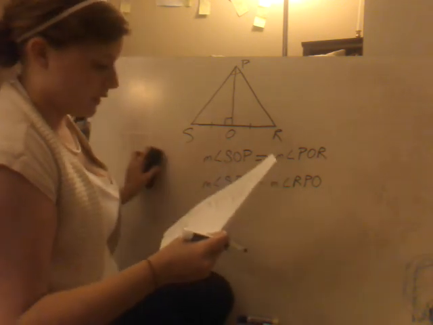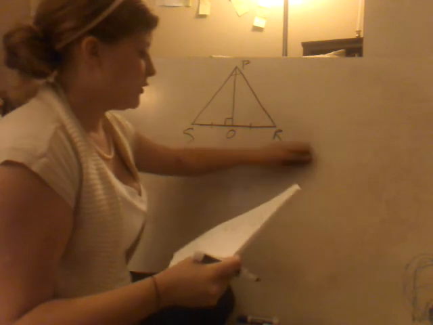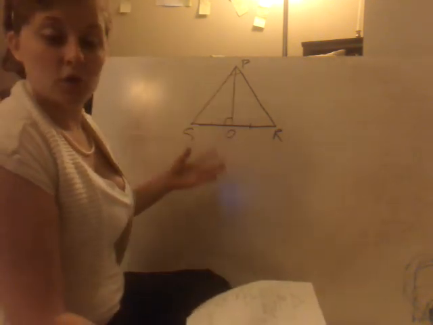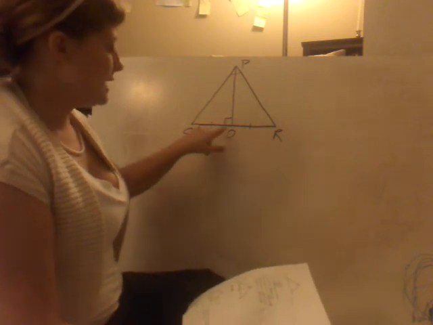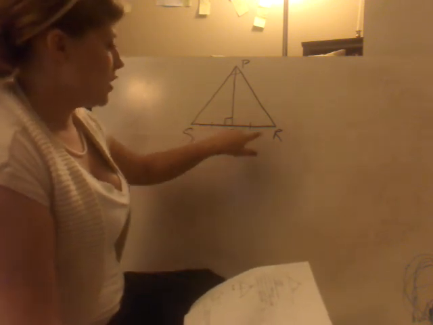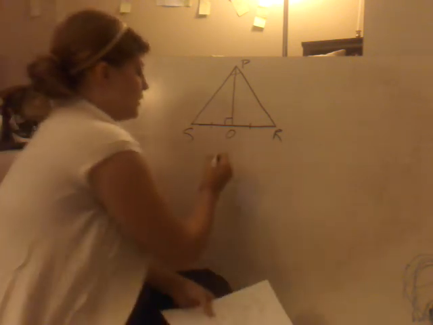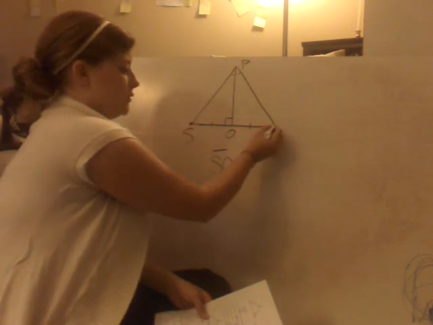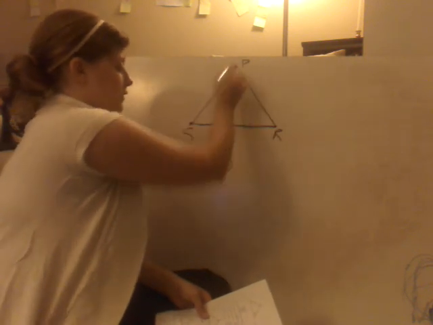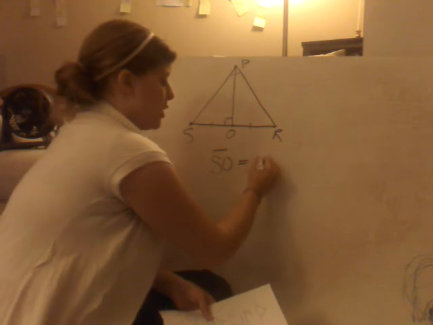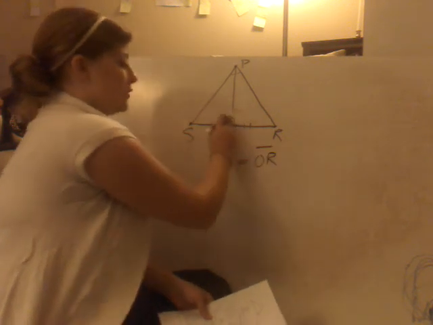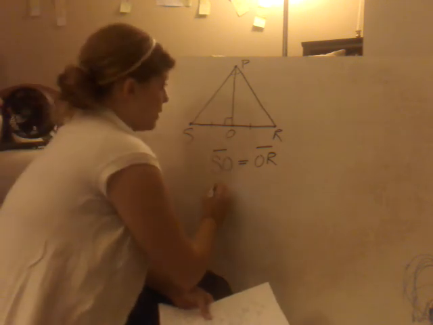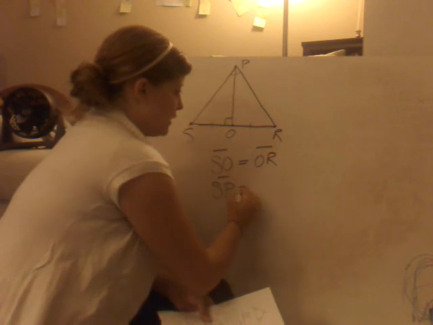Okay. It wants to know which sides are congruent. Well, PO is just one side, so it can't be congruent to anything else. And it tells us that SO and RO are equal. So we already know that SO, and this is a segment, because technically these are endpoints here, right? These are segments, is equal to OR. And since both of these angles are the same, I can tell you that both of these sides are the same. So SP is equal to RP.